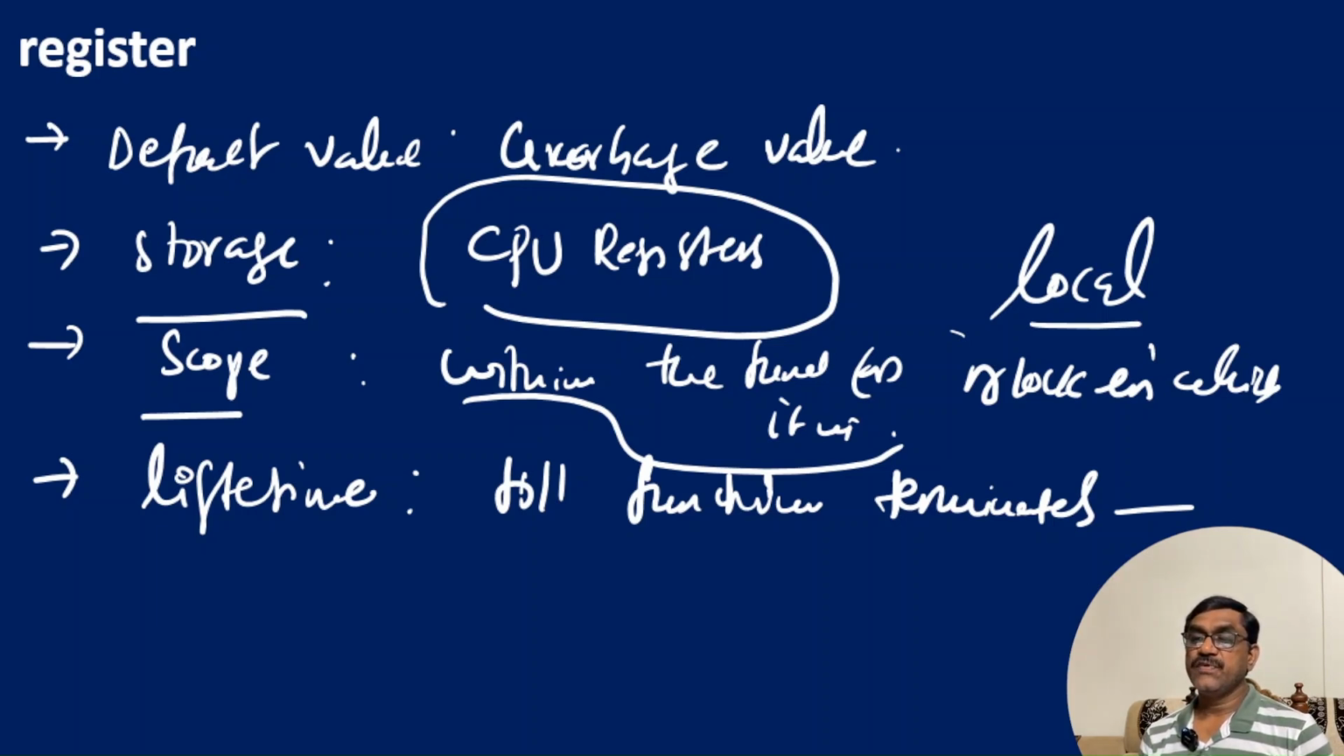Register storage class also having the local scope. They are having the default value garbage. Register storage class also having the garbage value as the default. Lifetime is also similar. The only thing is the storage. So this we will see in detail. Now we will see the register storage class in detail.